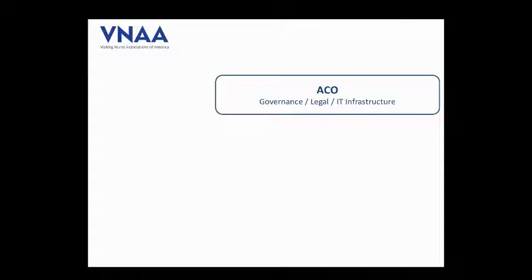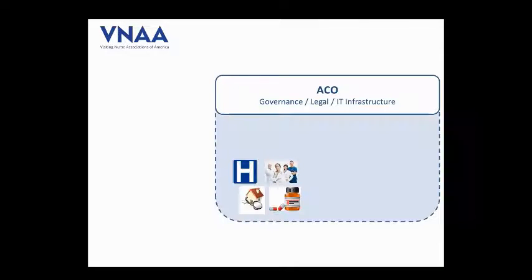ACOs generally have a governance structure along with a number of services that are managed by the organization. They have legal services, they have IT infrastructure, and as we'll see more in a few minutes, they have other capabilities that they develop to help manage the care of their populations.